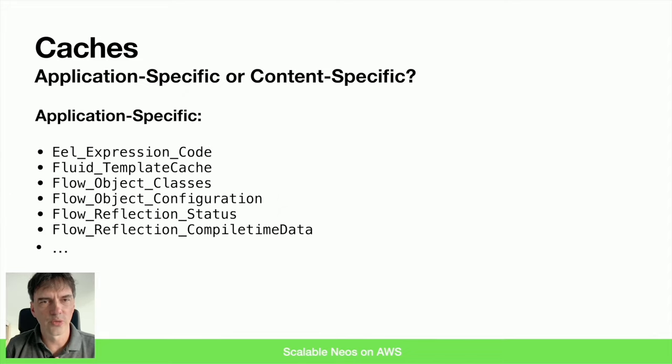What is an application-specific cache? An application-specific cache is a cache that depends only on your application: on your PHP code, on your Fluid templates, and on the Fusion code. So if you change a template, you have a cache where this template file is cached. If you have a PHP file, you will most probably have a reflection or an object class cache for this PHP file. So these are application-specific. They are not specific to the content the engine generated.